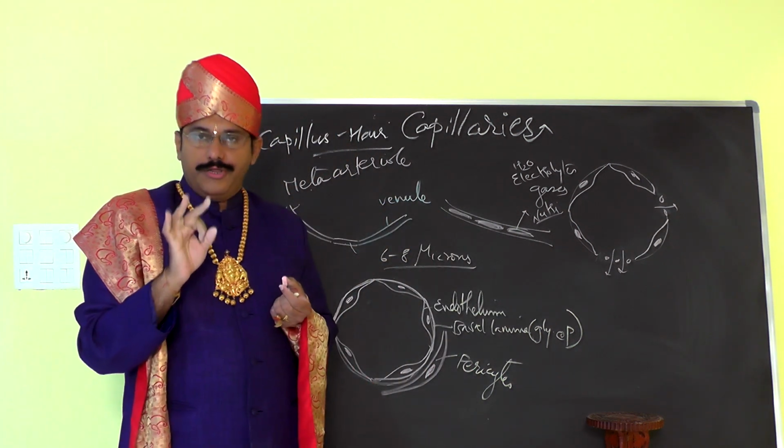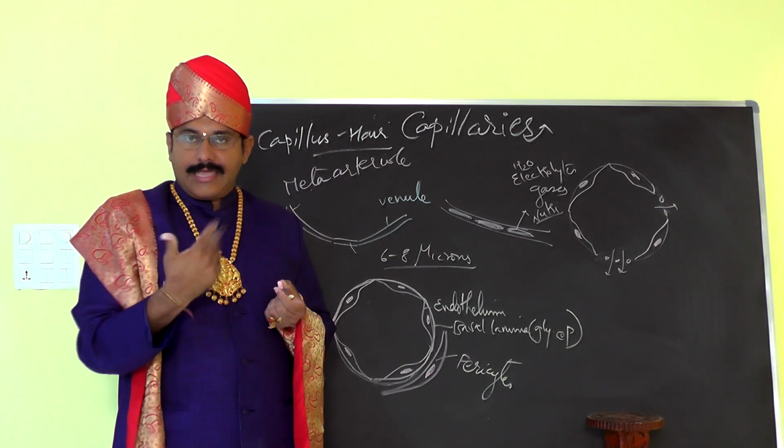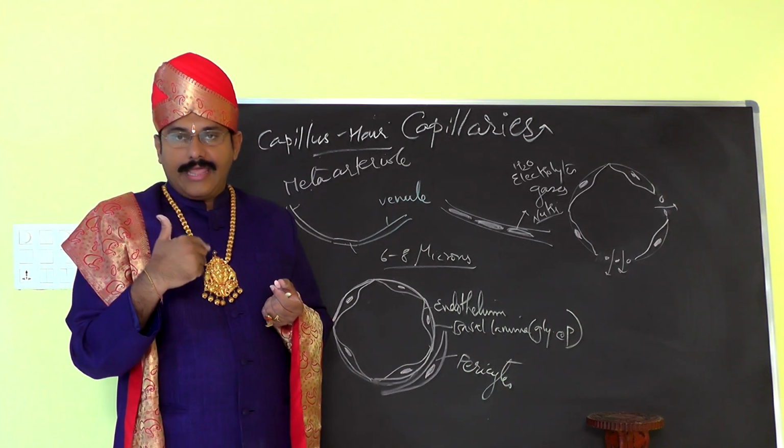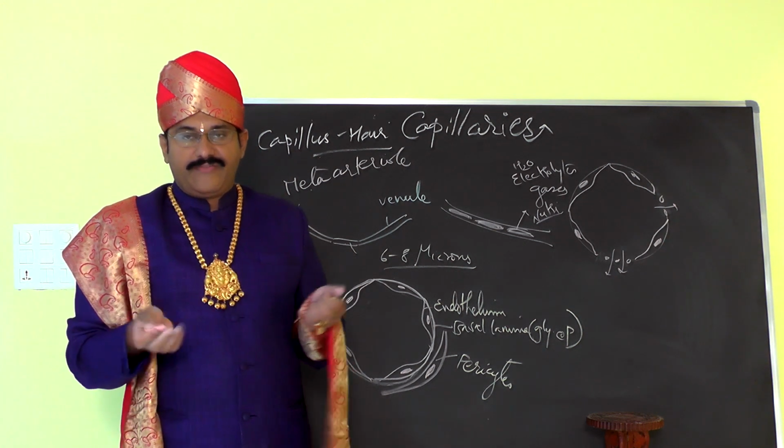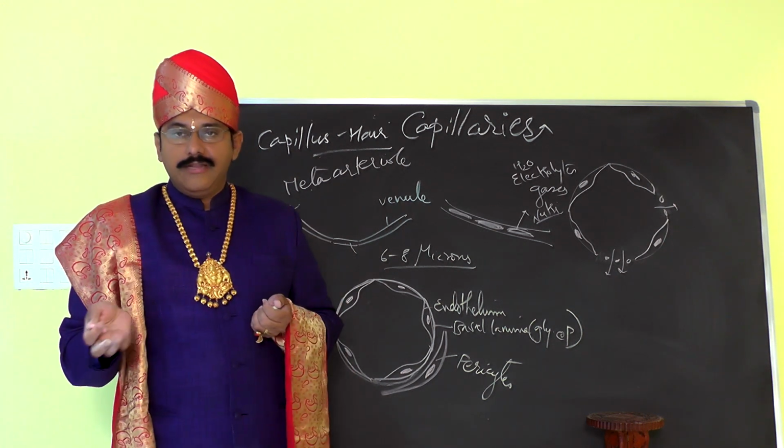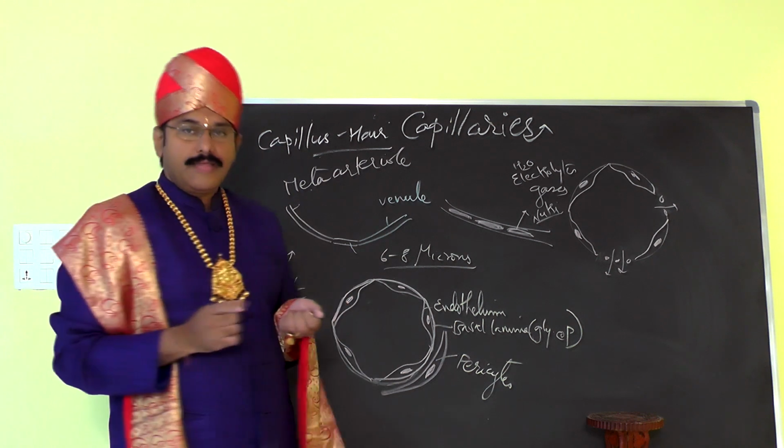Water, gases, nutrients, metabolites. They can move out and in of the capillary. So there is exchange between the blood and the interstitial fluid. So these things are being exchanged.